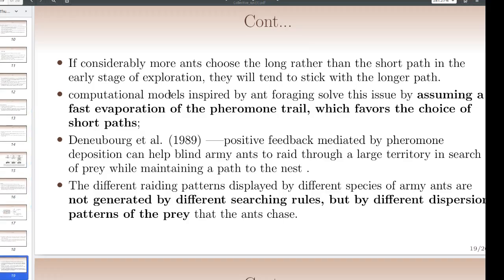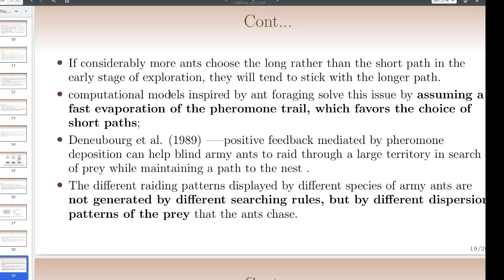So if considerably more ants choose the longer path than the short path in the early stage of exploration, then they will stick to that longer path. But the computational models inspired by this ant foraging technique solve this issue by assuming the fast evaporation of pheromone trail, which favors the choice of the shortest path.